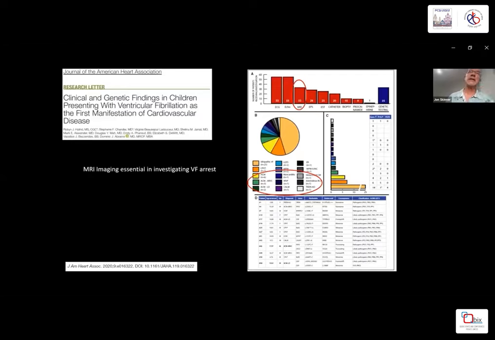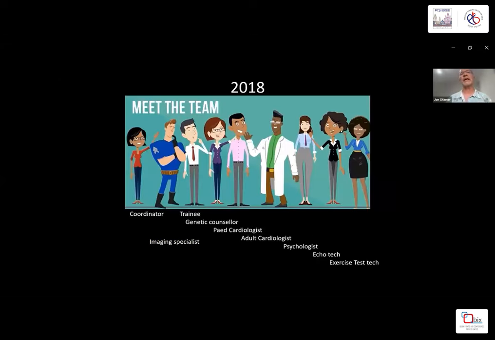Interestingly, now as our clinic grows, one of the things that's changing, increasing our diagnostic rate, is the use of imaging, particularly in people who have unexplained or difficult to explain cardiac arrest. This was a study from Boston, showed that MRI imaging was essential in the investigation of VF in children and youth. So now in our 2018 team, we have an imaging specialist who's joined the team.